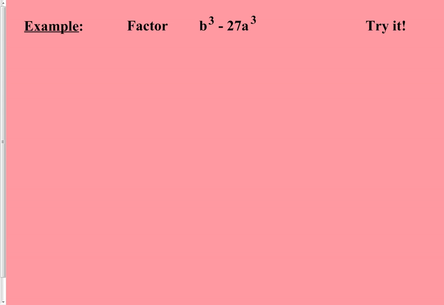Second example, b cubed minus 27a cubed. Copy it down, look at your rules, decide if there's a rule that applies. If there is, apply it and get the factorization. And the final example, x cubed y cubed plus 64. Copy it down, look at your rules, figure out if there's a rule that applies. If there is, apply it and get the factorization.